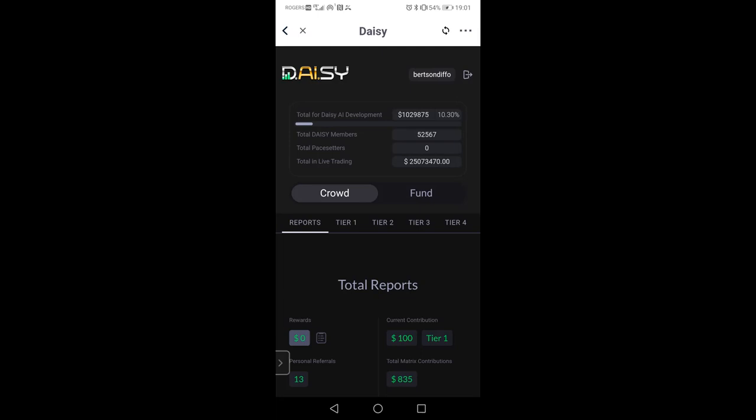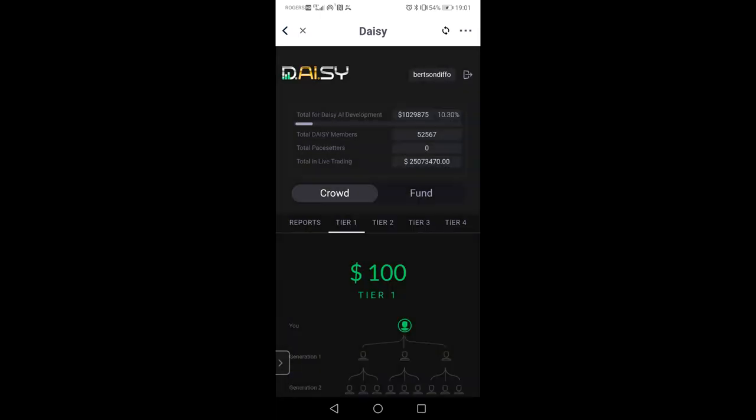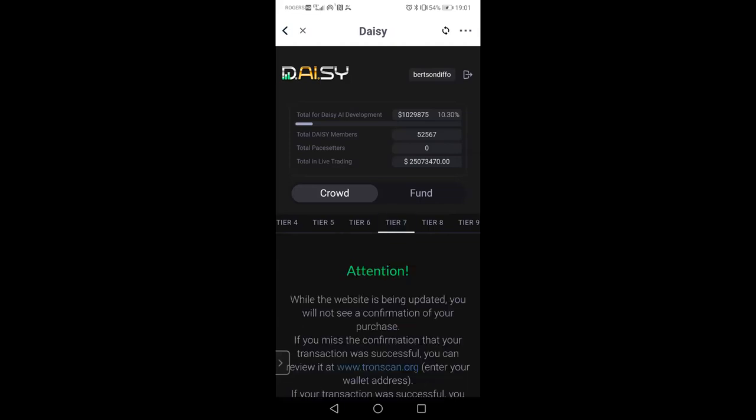Now, if I click on tier one, you will see that I already bought tier one. If I click on tier two, you see that I already bought tier two. Tier three, I can go all the way like that. If I click on tier six, you see I already bought tier six. Once they reopen the registration, if I want to buy tier seven, I'll just click on tier seven, and it will show like this, and then it will tell me this.